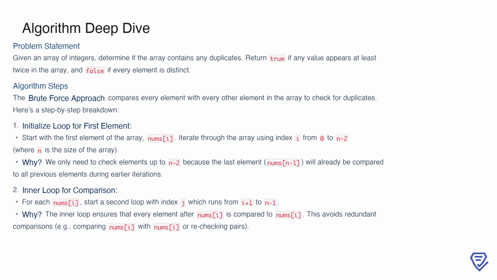The problem requires us to determine whether any value in an array of integers appears more than once. If a duplicate exists, we return true, otherwise, we return false. To begin, let's explore the brute force approach. This method systematically compares each element in the array to every other element.